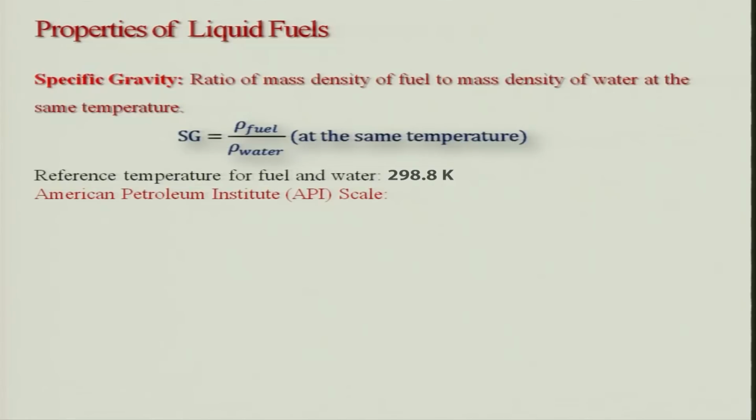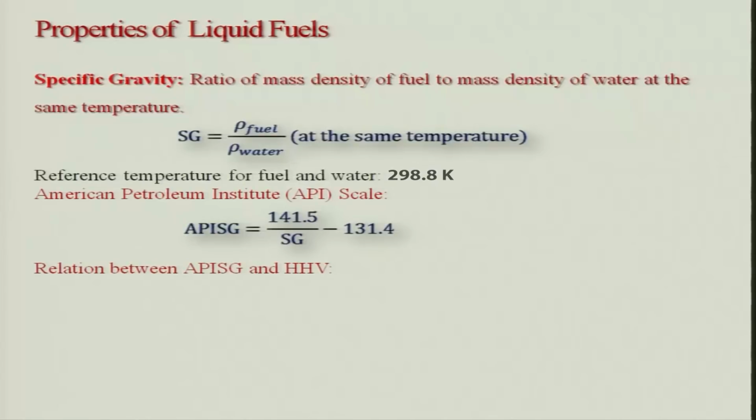The American Petroleum Institute has developed a scale known as the API scale. API Sg will be 141.5 divided by Sg minus 131.4. These are constant values. The question might come to your mind: why not use Sg, why should I use API Sg? They claim it can be used for finding a relationship between the higher heating value and API Sg.